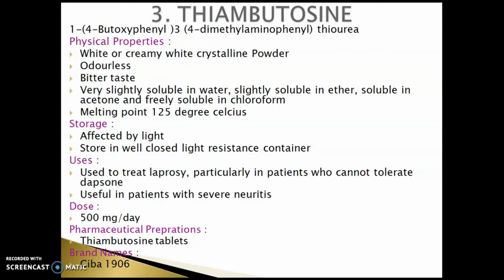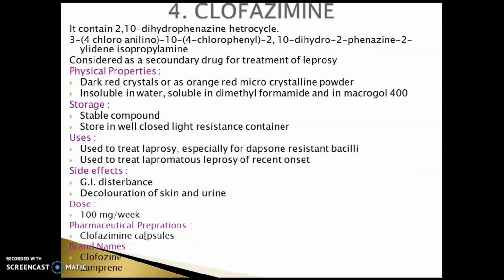Uses: thiambutosine is used to treat leprosy, particularly in patients who cannot tolerate dapsone. It is useful in patients with severe nephritis. The dose of thiambutosine is 500 mg per day. It is available in tablet form under the brand name Ciba 1906.